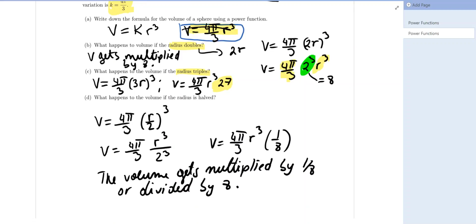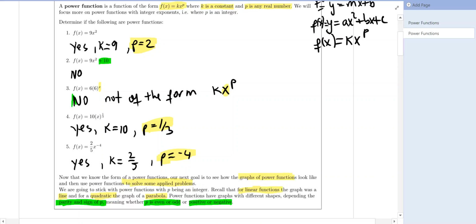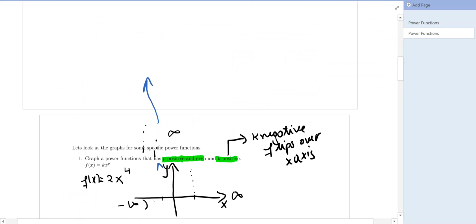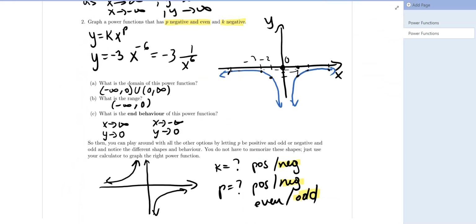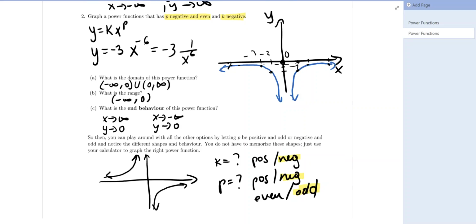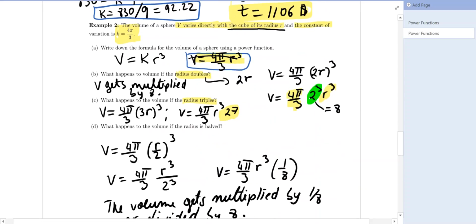Okay, so these are examples of power functions and how they're used in word problems. You'll practice more in the homework. So just keep in mind what the form of a power function is, how to get the graphs, and how to play around with k being positive or negative, p being negative or positive or even or odd, and then how to deal with direct variation and questions like this. What happens to the output if the input gets doubled or tripled or halved, stuff like that.